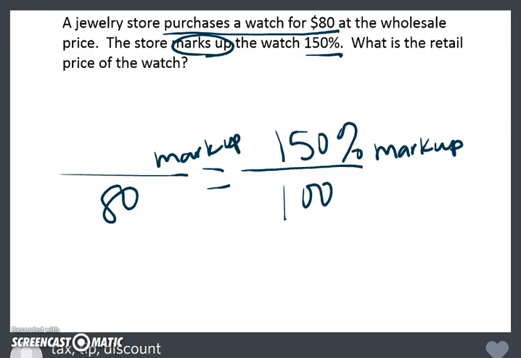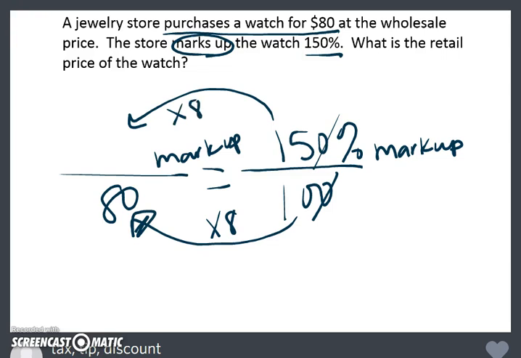So I am going to have to solve this. I could use several methods. Once again, here I see that I can simplify. So if I divide both of these by 10, I get 15 over 10. And I can see my factor of change from 10 to 80 is times 8. So I'm going to do 15 times 8, and I'm going to get my markup. So that is $120. So it's marked up $120.